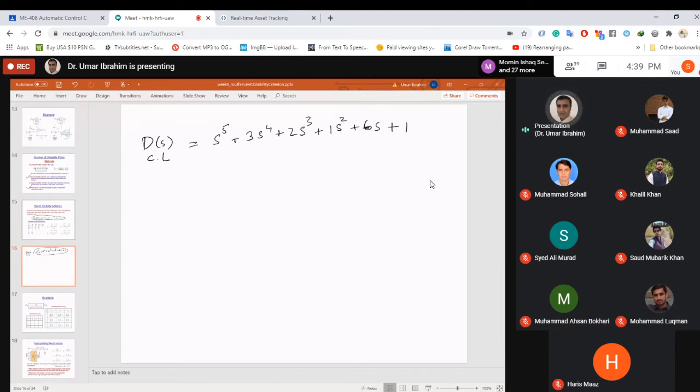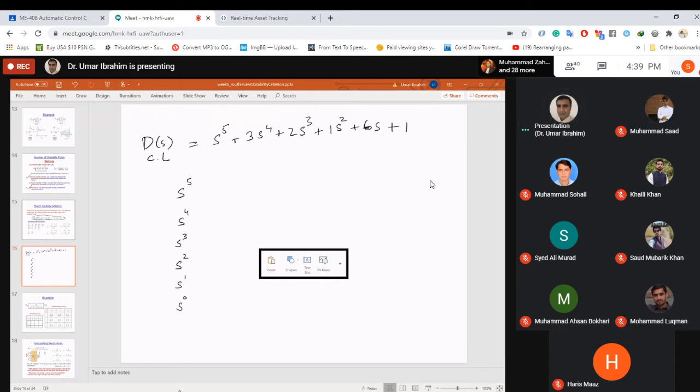So imagine this is a characteristic polynomial of a closed loop transfer function. To draw the Routh stability table, you will start with the highest power, s5. Then below it, you will write one lower power, s4. Then below it, you will write s3. Below it, you will write s2. Below it, you write s1, and of course, s0. Is it clear up till now? Students? Any question? Clear, sir.